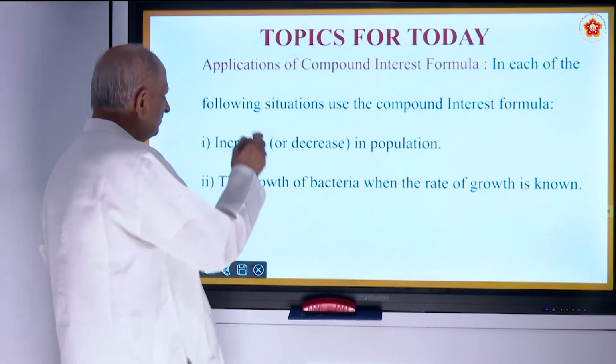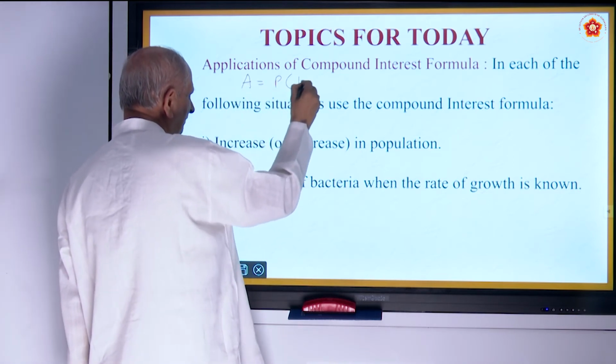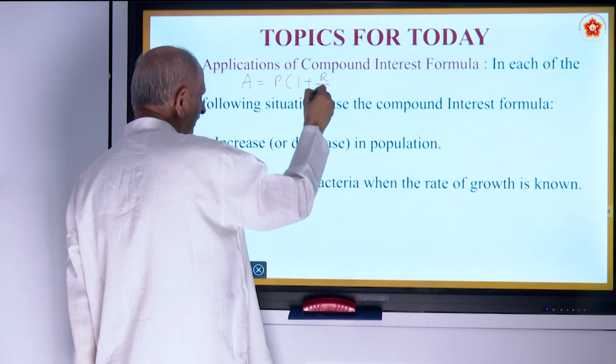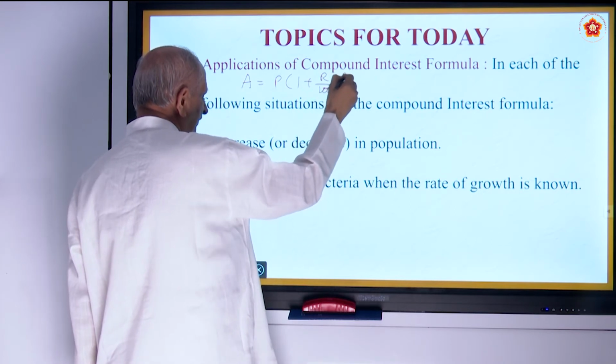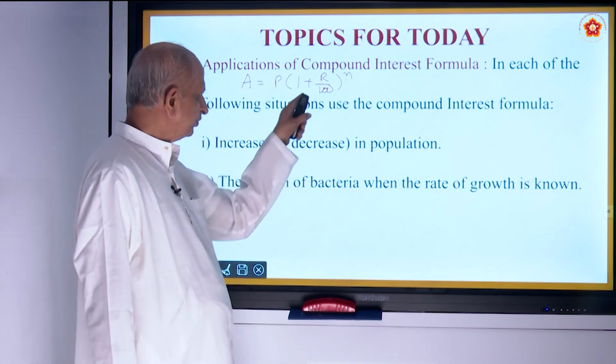And by the way, what is the formula? A is equal to P into 1 plus R by 100 to the power of N. That is for an increase. For a decrease, you have to use a minus sign.